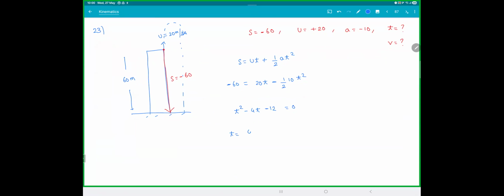Then get the roots for this. 4 plus or minus square root of 16 plus 48, by 2. That is 64, 8 will come. 8 plus 4, 12, so 6 seconds. You got a good number.